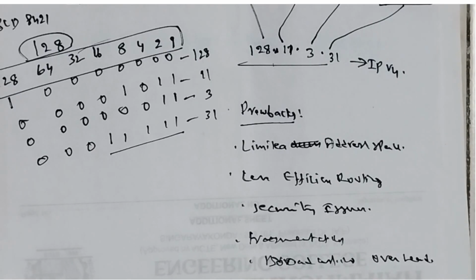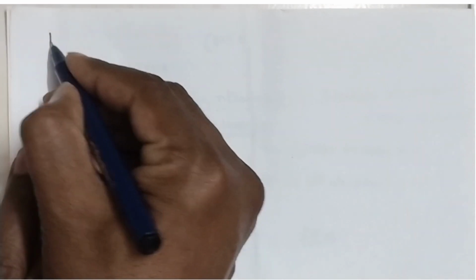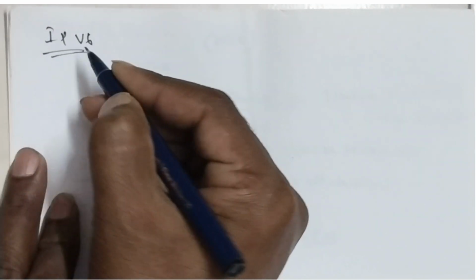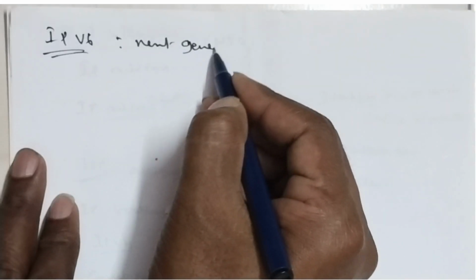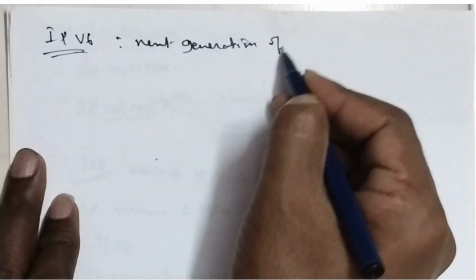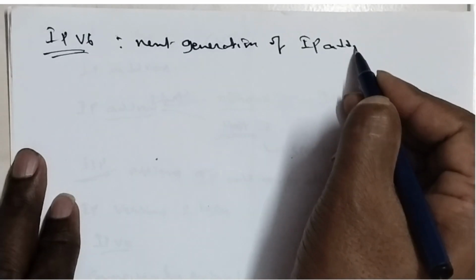Okay, and the next one is IPv6. There is one more version that came later, that is IPv6. What does IPv6 mean? That is the latest version of the internet protocol address. We will see IPv6 here. IPv6 is the next generation of IP address.